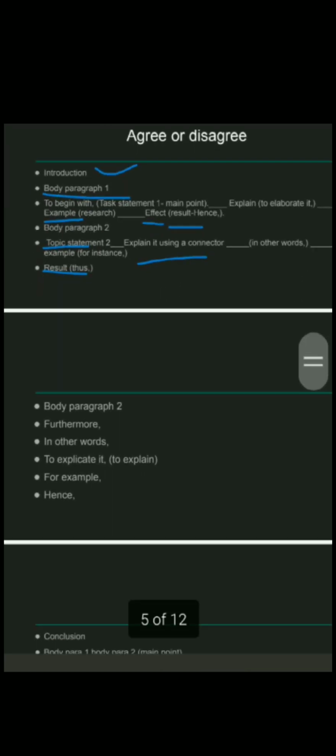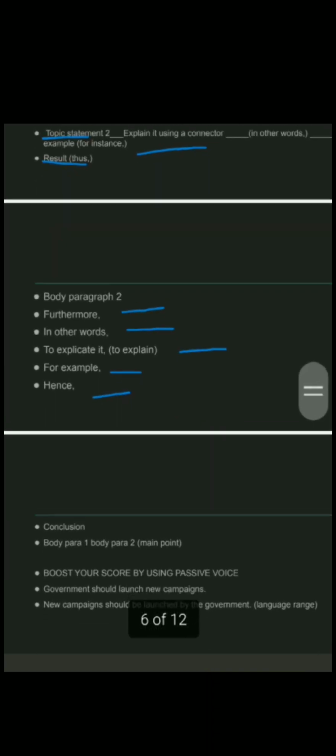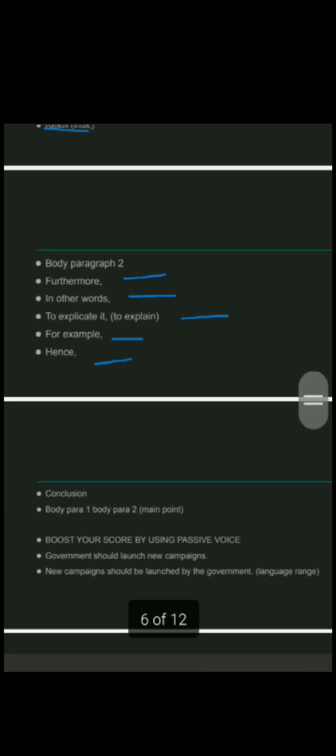So in body paragraph 2, you can use different kinds of connectors. For example, furthermore, in other words, to explicate it. It means to explain it. For example, and at last, hence. Hence is a statement in which you write your results. Then you have to write the conclusion. In the conclusion, you can mention the main points of body paragraph 1 and body paragraph 2. What you have mentioned in both paragraphs, you have to write in the conclusion in 2 lines.